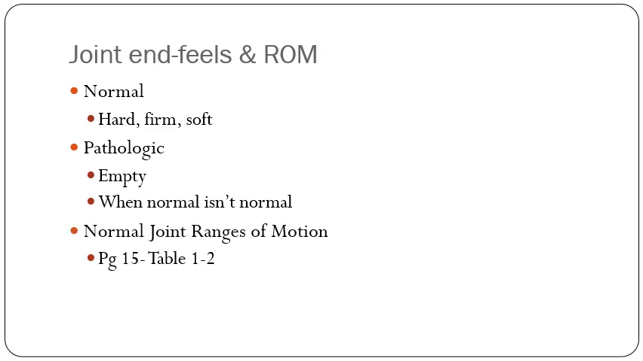Another thing I want you to look at, I'm not going to go through all these individually, but I want you to be responsible for knowing the normal joint ranges of motion. If you look at page 15 in your book, table 1-2, those describe normal joint ranges of motion. So be familiar with those. Again, those could be things we'd be tested on, and as we move into the different body part sections in this class, you'll be responsible for knowing the ranges of motion at those joints.